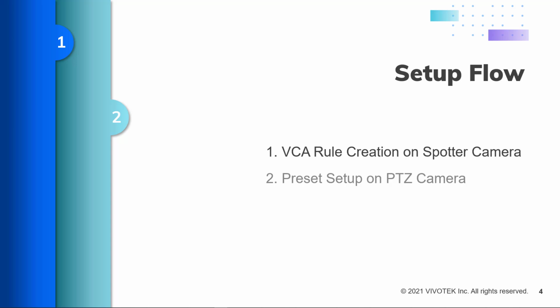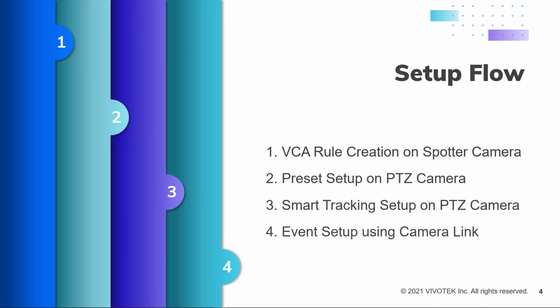Now let me show you how easy it is to set this feature up. There are only 4 simple steps to get these cameras to work smarter for you. We'll need to create a VCA rule or motion detection rule on the spotter camera. Then on the PTZ camera, we're going to set up the preset locations and then set up Smart Tracking Advanced. Then we'll go back to the spotter camera and set up the event. Remember, we're not going to need a CMS or an NVR to control these cameras to perform this feature. Camera Link is done with inter-camera communication.